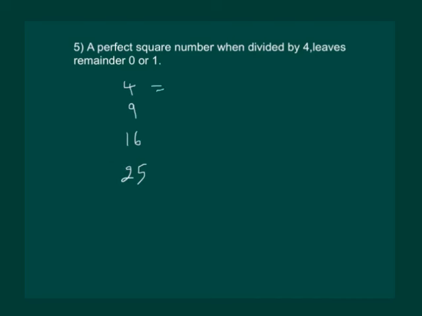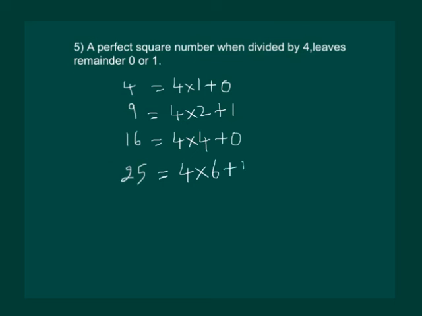Then 4 can be written as 4 ones are 4 plus remainder 0. 9 can be written as 4 into 2 plus 1. 16 can be written as 4 into 4 plus 0. 25 can be written as 4 into 6 plus 1. Clearly we can see that these perfect square numbers on division by 4 will either give remainder 0 or 1.